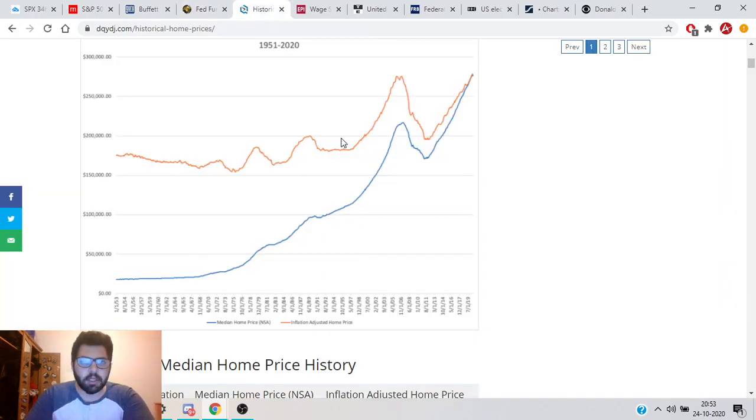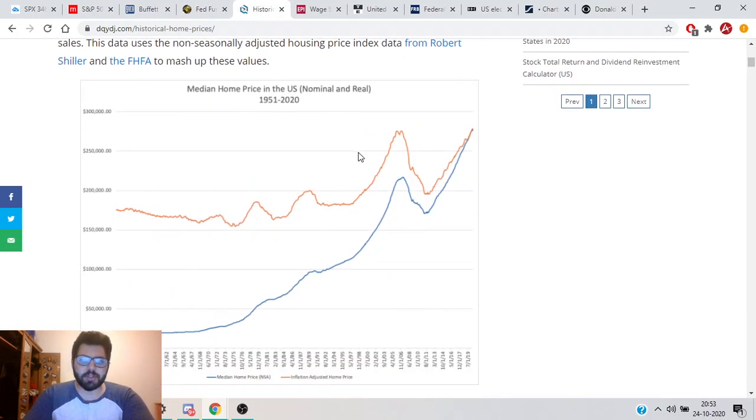So, all right, let's look at another graph. This is the median home price in the US, nominal and real, right? You can see that the prices are going up and up and up. Even during COVID, it's going up. You can't see 2020 here, that's very unfortunate. But still, we know that house prices are at sky high levels. And last time they were at sky high levels, we saw a huge dip afterwards.